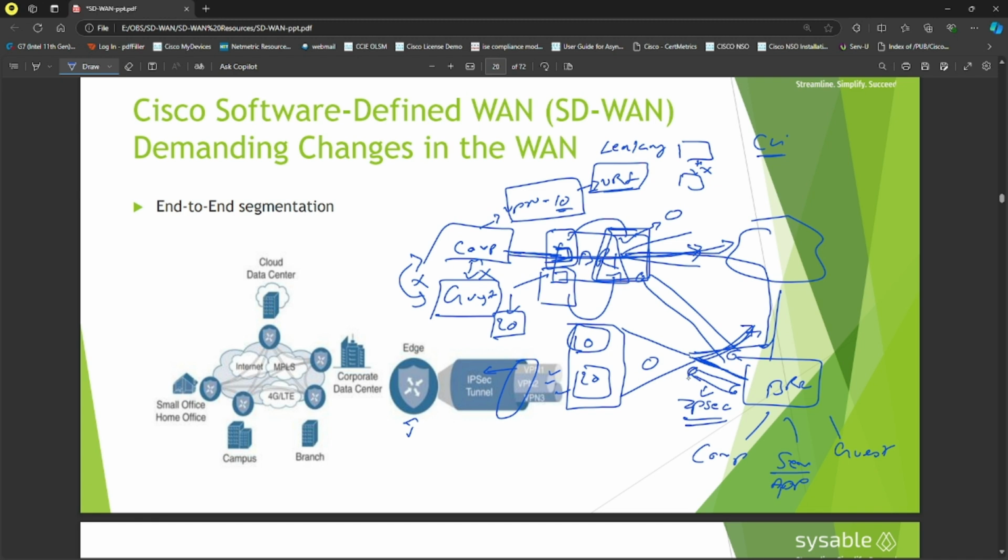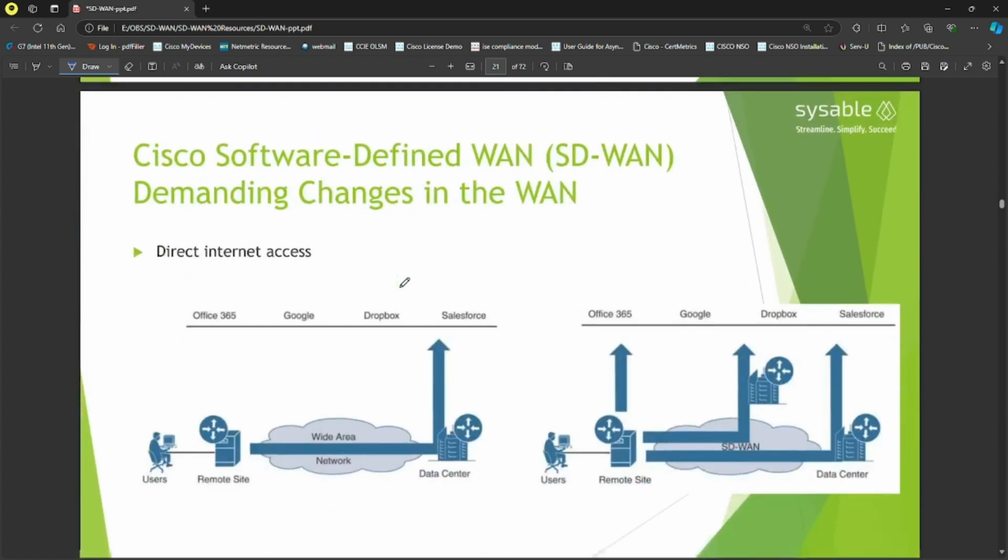But if it is branch-to-branch communication, this is where the packets are forwarded. That's why it will create a tunnel in order to connect each other in a single hop. And that tunnel will also be encrypted by the IPsec tunnel. So there is a lot of security in there. I hope you understand this one.